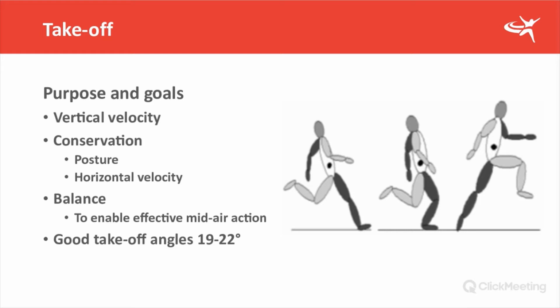Balance is really important. All of this is about coordination and making sure that when we finish that takeoff, it sets the athlete up for the mid-air action in whatever technique they do, whether it's the hitch kick, the hang, the sail, whatever. And again, for an effective takeoff there is a range, as we're looking at, between 19 and 22. So we see the best athletes in the world operating within this area.